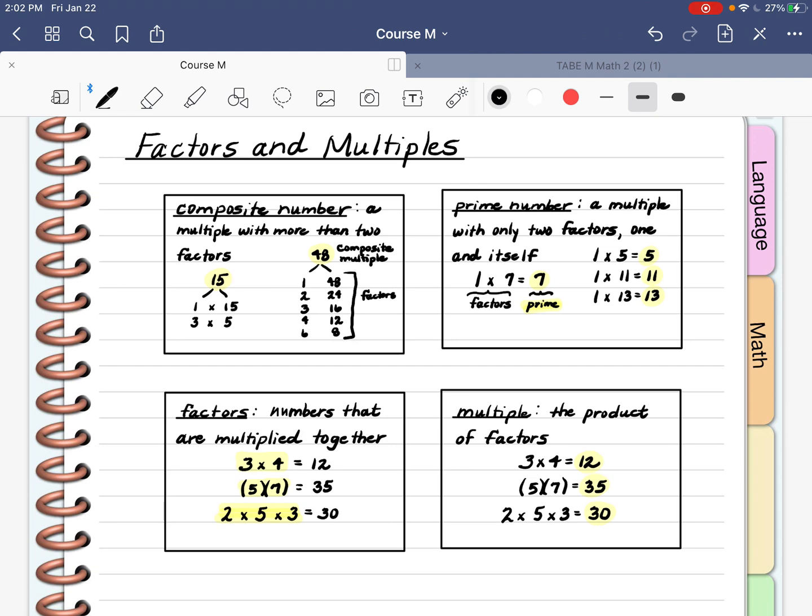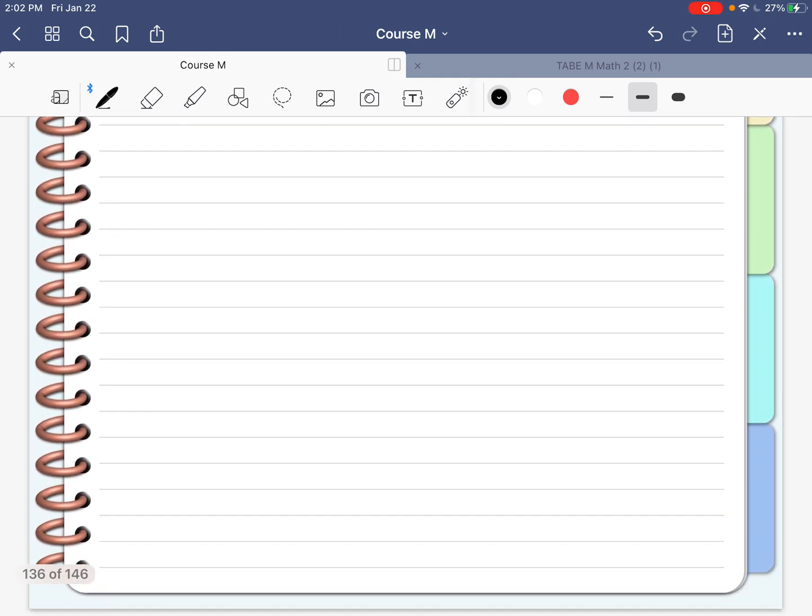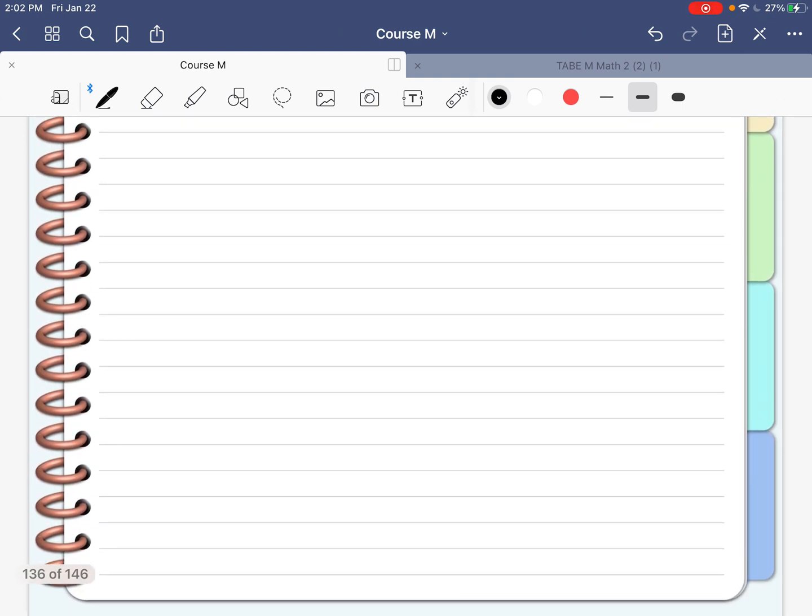So let's practice this a little bit. You'll need a sheet of paper, and my flashcards I can't move, but yours you can, so just put those in the pocket and start on a clean sheet of paper. We're calling this factors and multiples. And here is the first number that I want us to look at.